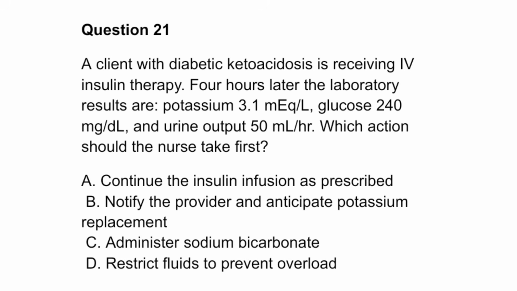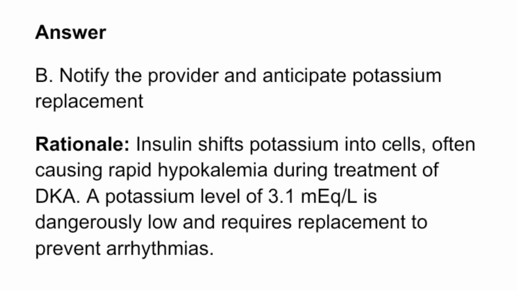C. Administer sodium bicarbonate. D. Restrict fluids to prevent overload. Answer. B. Notify the provider and anticipate potassium replacement. Rationale. Insulin shifts potassium into cells, often causing rapid hypokalemia during treatment of DKA. A potassium level of 3.1 milliequivalents per liter is dangerously low and requires replacement to prevent arrhythmias.